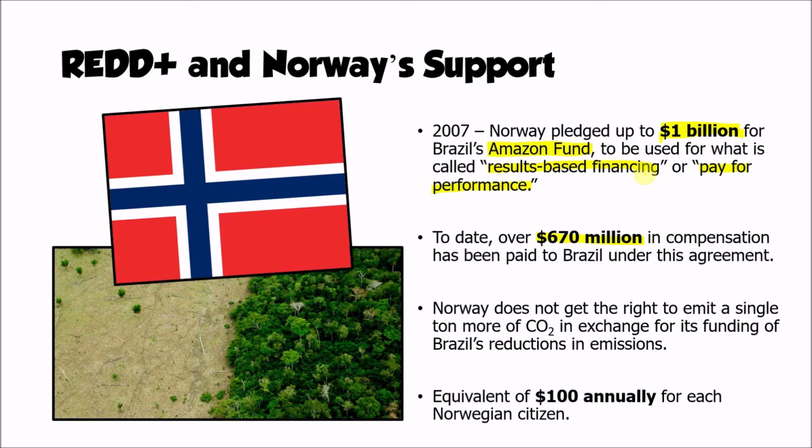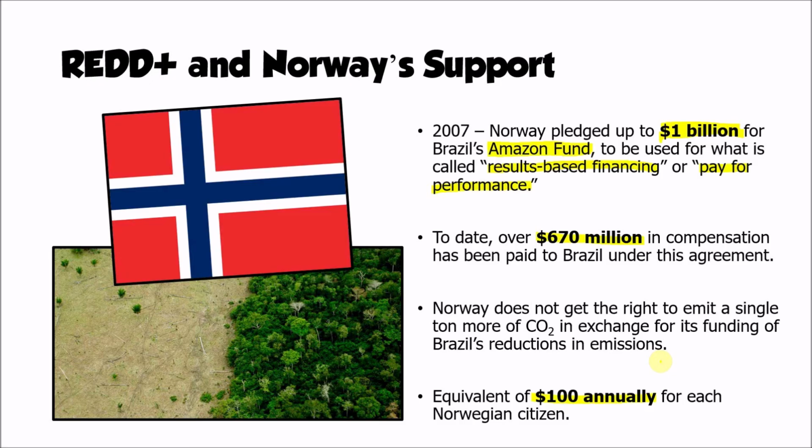So this money has helped to establish those protected areas and to fund the organisations responsible for tracking and monitoring deforestation and for prosecuting some of the people responsible for the illegal deforestation. To give you an idea of the amount of money, this 617 million is equivalent to about $100 every year for every Norwegian citizen. So this is a significant chunk of money that Norway has pledged to reduce deforestation.